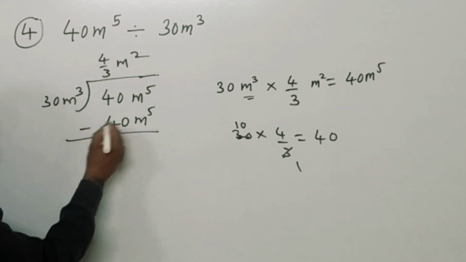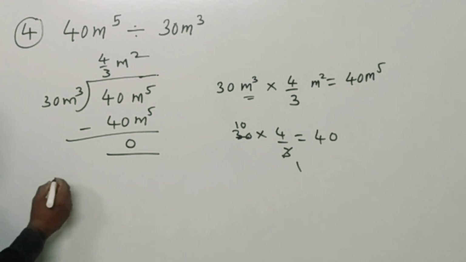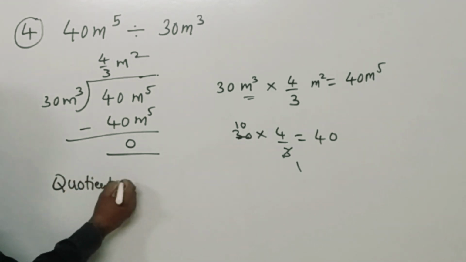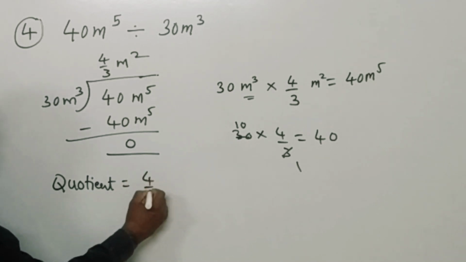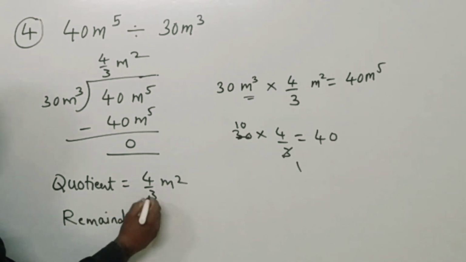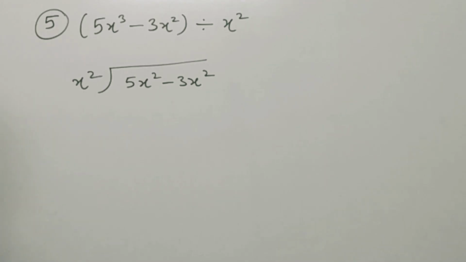That is minus, subtract, remainder will be 0. 40m raised to 5 minus 40m raised to 5 is 0. So quotient here is equal to 4 upon 3 m square and remainder is 0.